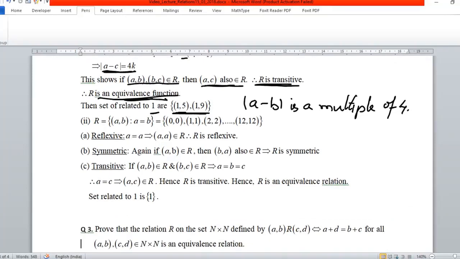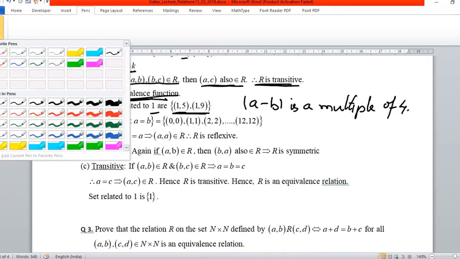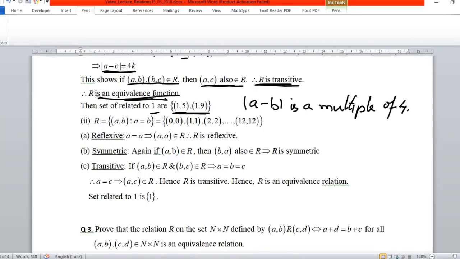The second question is rather easy. It says that the relation R is defined such that it contains elements of the form (a, b) such that a is equal to b. So in this case it will contain the elements (0, 0), (1, 1), (2, 2), and so on till (12, 12).